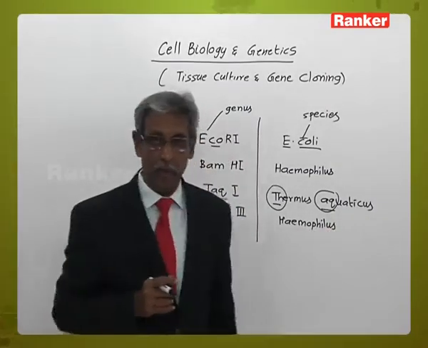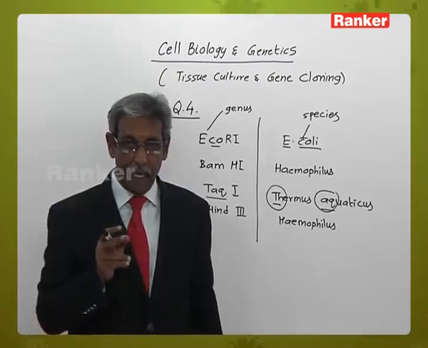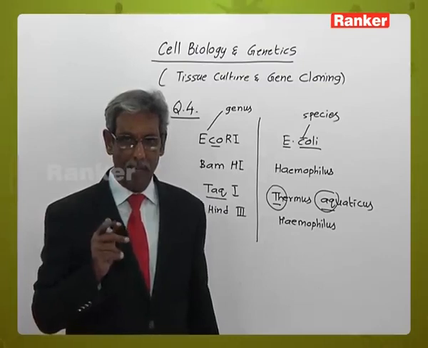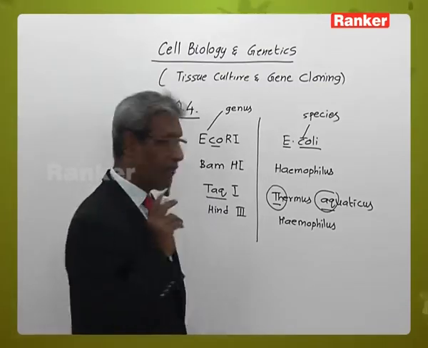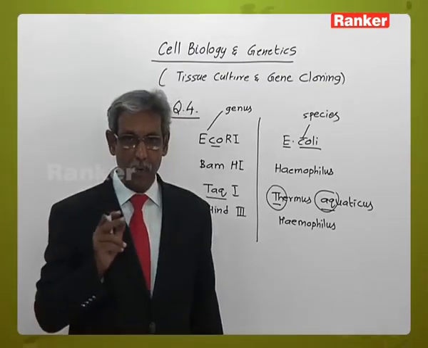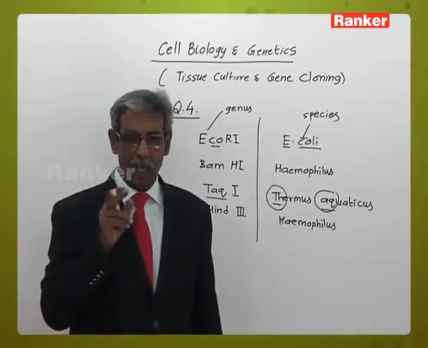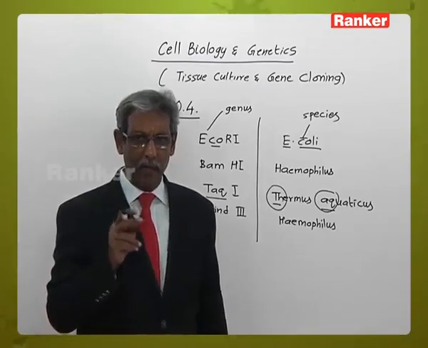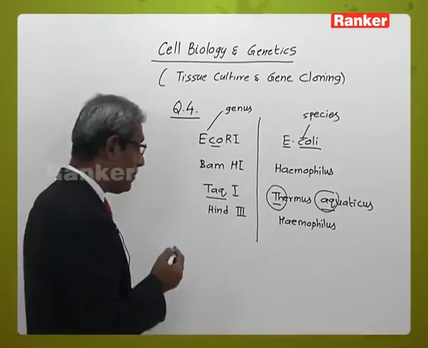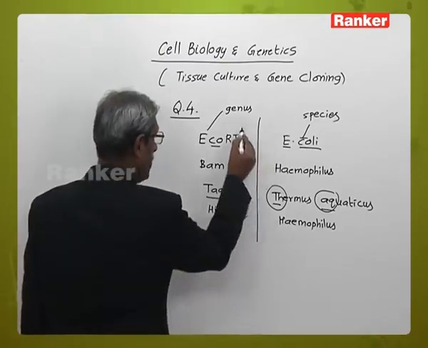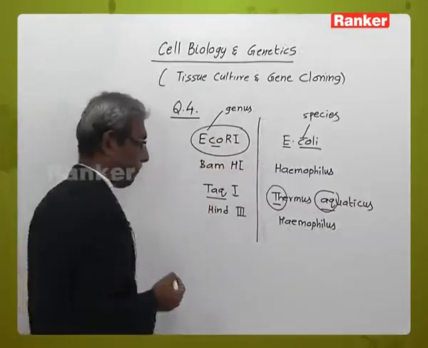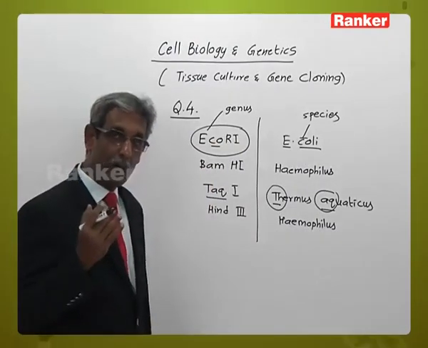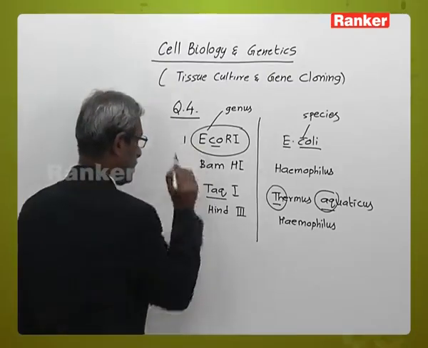So, when you take the choices, the right choice is A3, EcoRI with Escherichia coli; B1, BamHI with Haemophilus influenzae; C is 2, that is TaqI is isolated from Thermus aquaticus; and D is HindIII, also from Haemophilus influenzae. The most popular restriction enzyme here is EcoRI, the foremost restriction enzyme in the entire world of molecular biology.